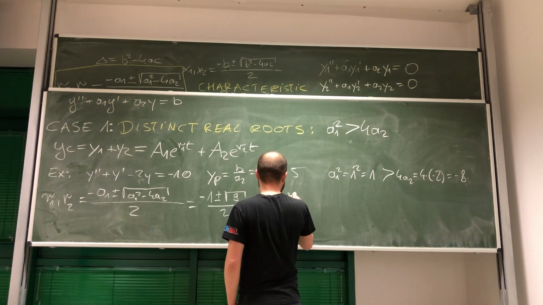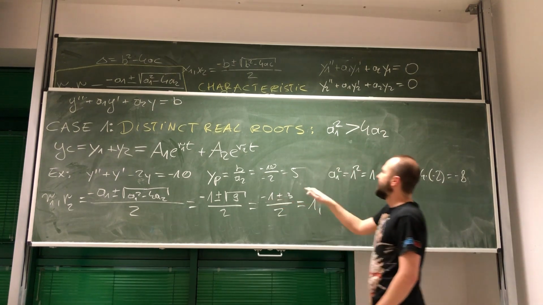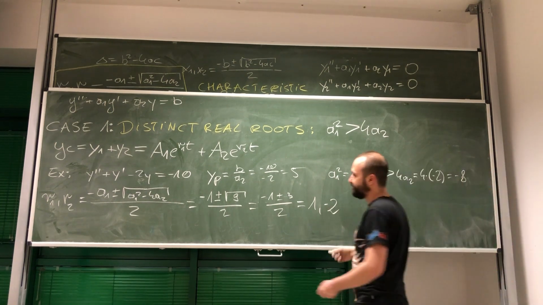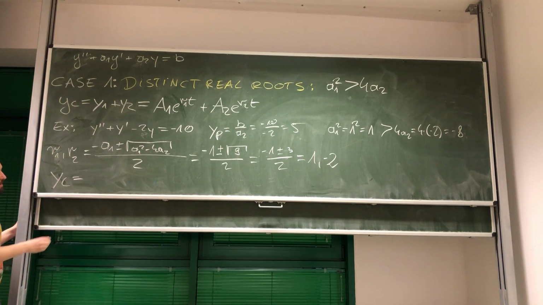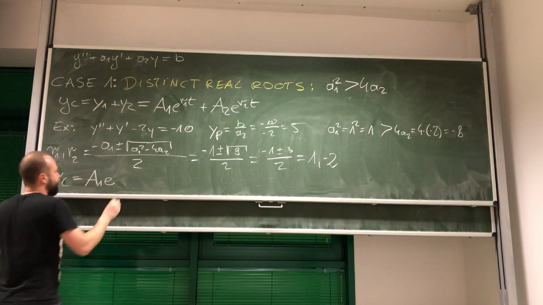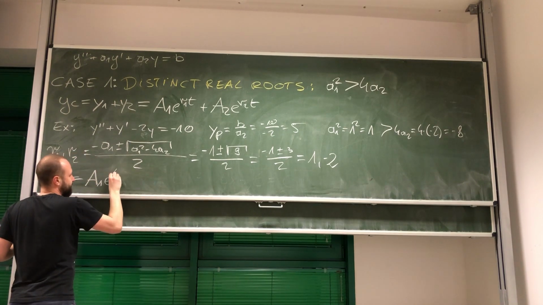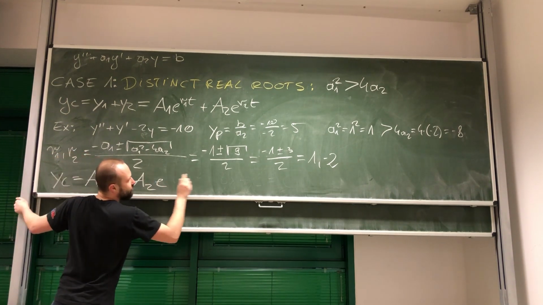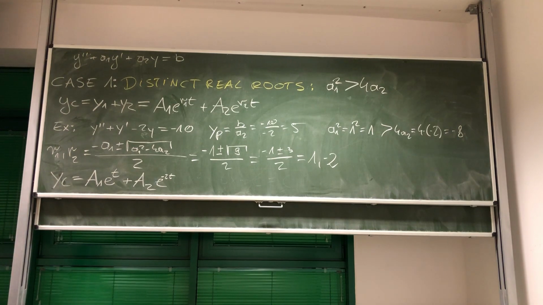So we've got negative 1 plus minus 3 over 2, which gives us 2 over 2, which is 1, and negative 4 over 2, which is negative 2. And look, right away, we are ready to write down the complementary function. It's given by a1 times e to the power r1, which is equal to 1, times t, plus a2 times e to the power r2, which is negative 2, times t. And this is our complementary function.